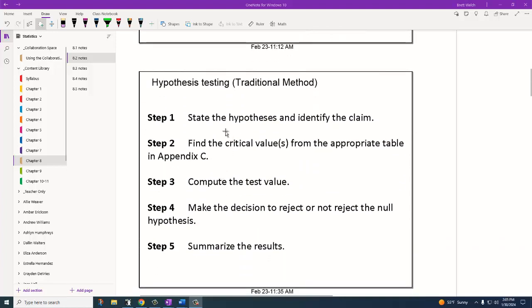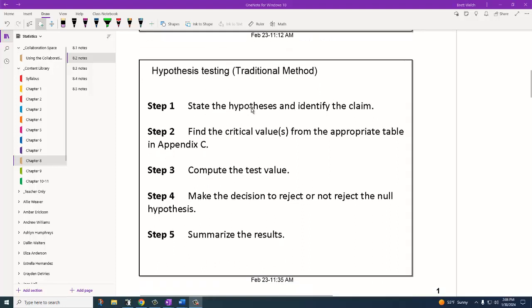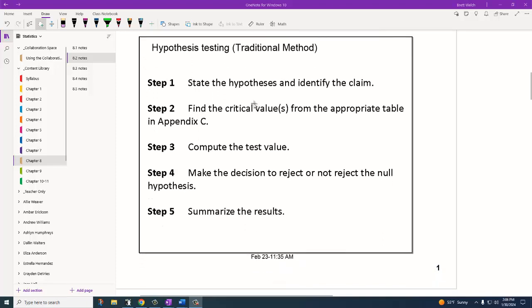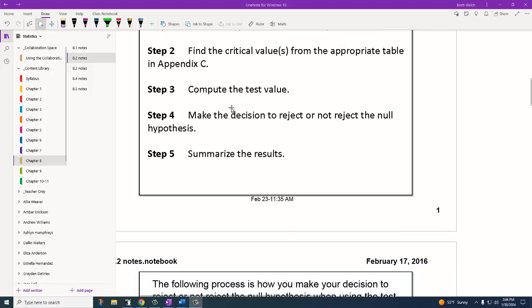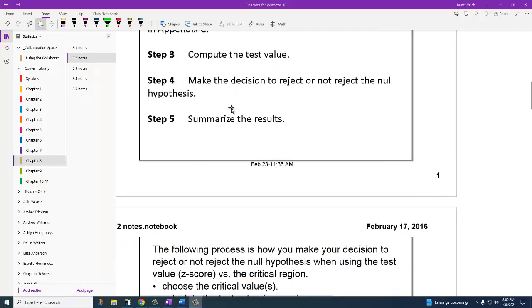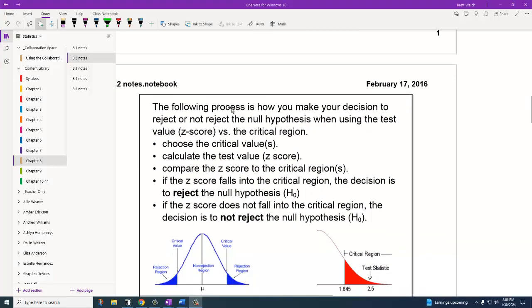When we are doing hypothesis testing in our traditional method, we start by stating the hypotheses, identifying the null and the alternative hypothesis that we learned about in 8.1. We're going to identify the claim, which is traditionally the alternative hypothesis, but depending on the language of the question, it can be the null hypothesis. Find the critical values from the appropriate table in Appendix C. If it's the Z table, we're finding the critical value that creates the cut value. We compute our test value, which is that formula we looked at earlier. We make a decision to reject or not reject the null hypothesis, and we summarize the results.